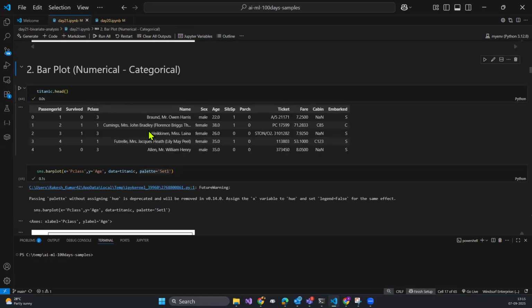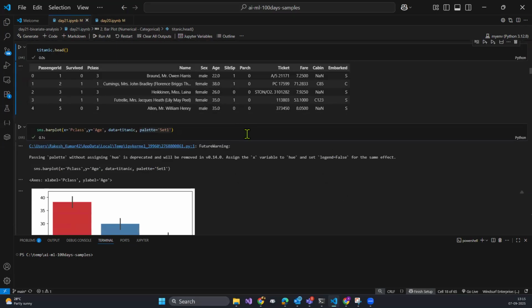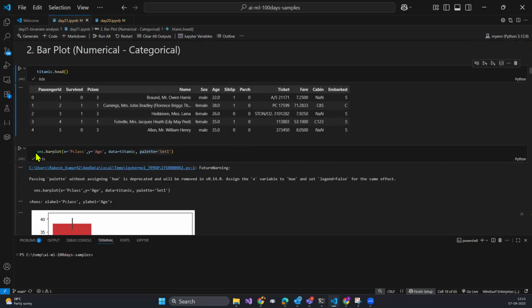So in this bar plot, we are getting this Titanic data set, and simply we are saying that you plot the bar between classes and age. We have given this data set Titanic one, and this is petal.